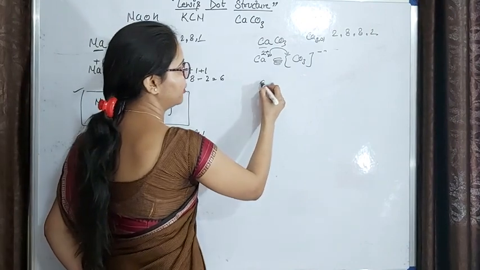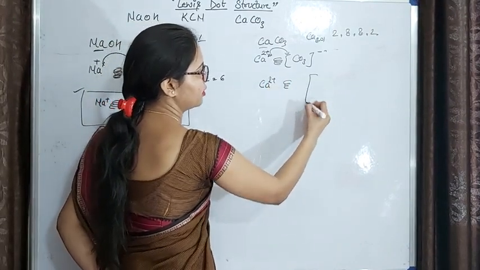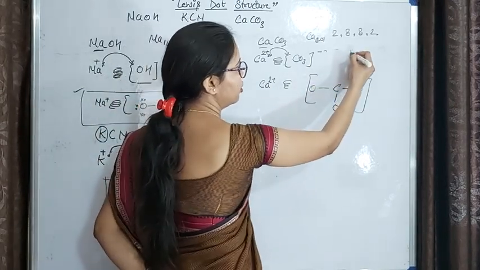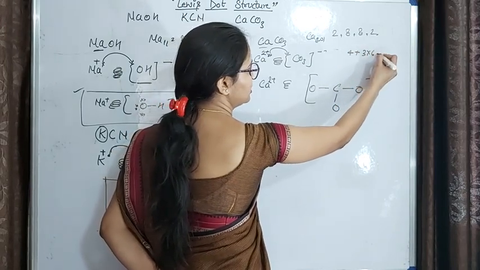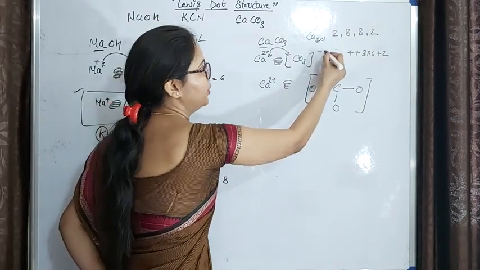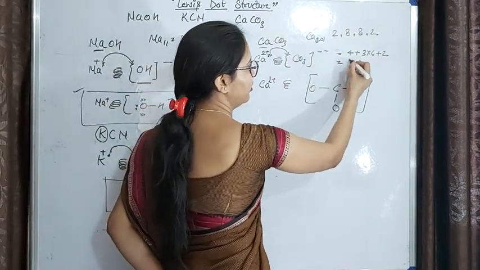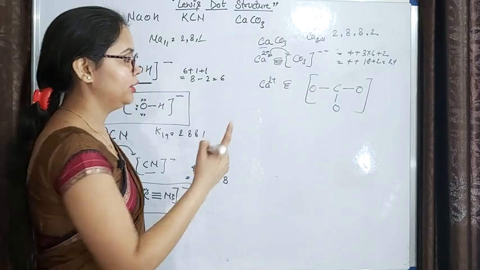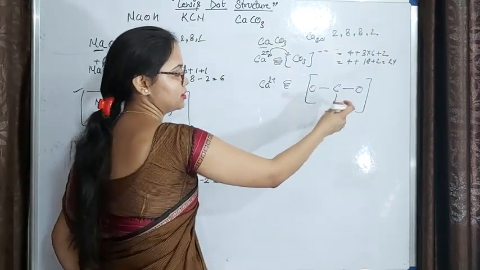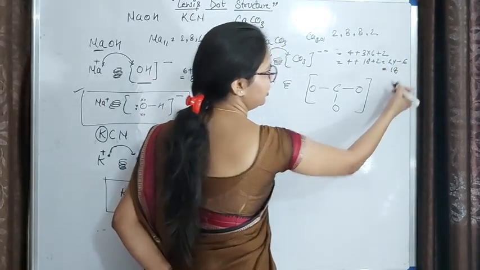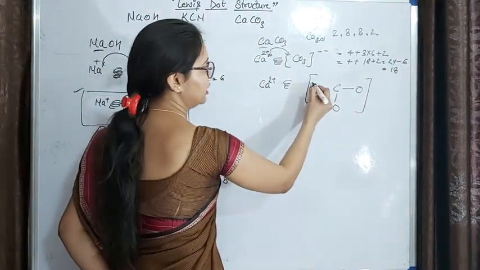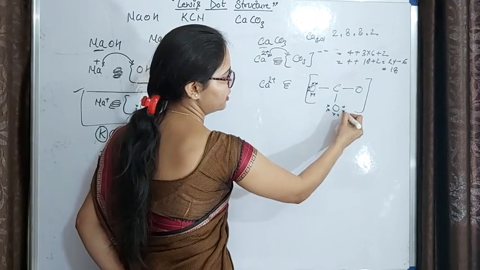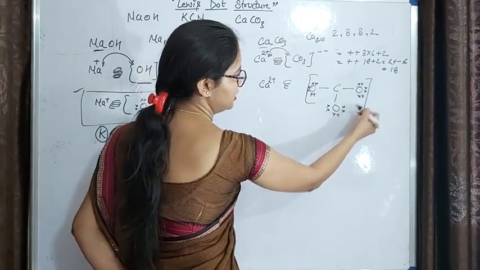Now what about the carbonate? For carbonate, carbon contributes 4, oxygen 3 into 6, and we will add 2 more electrons because of the 2 negative charges. Now we have 4, 18 and 2, meaning 24 electrons. Out of 24, 6 we have already used. Now we have 18 only. These 18 electrons we will represent like this: 6, 6, 6, 18.